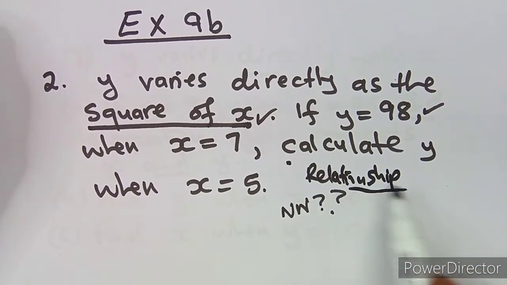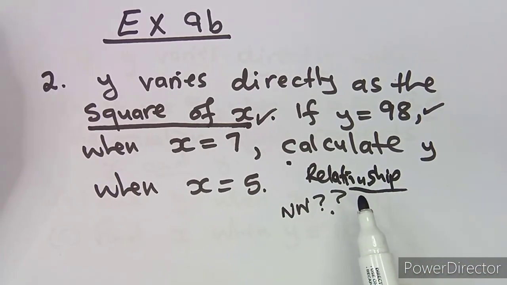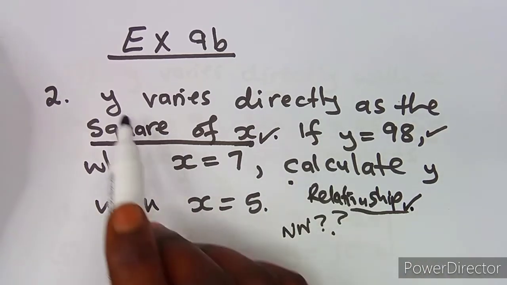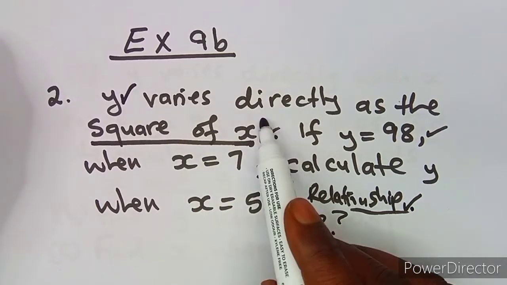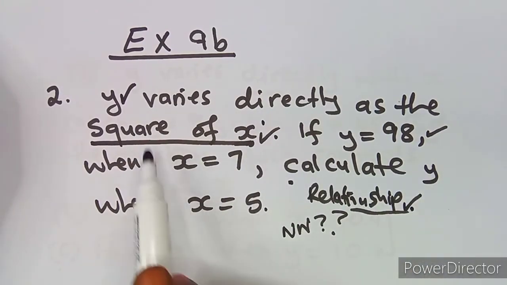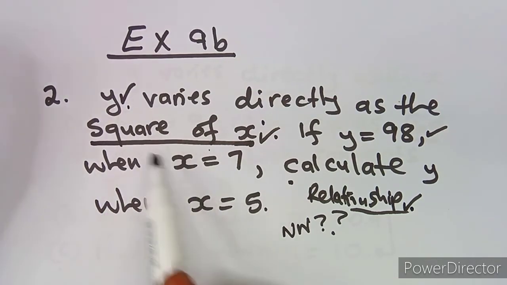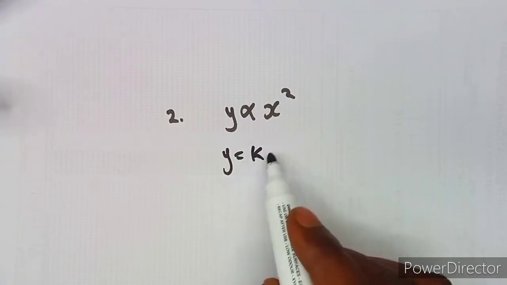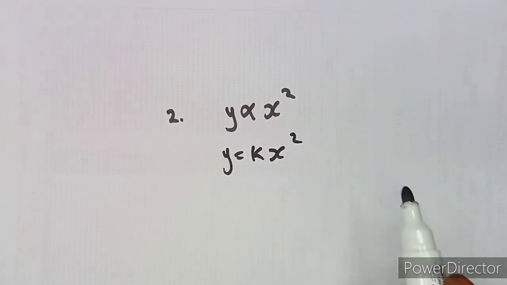Whether that question is being asked or not, we have to first find a relationship between these two variables, which is y and x. You can't have the value of y without the relationship between y and x. So first we need the relationship. So y is equal to kx squared, just like the previous part.